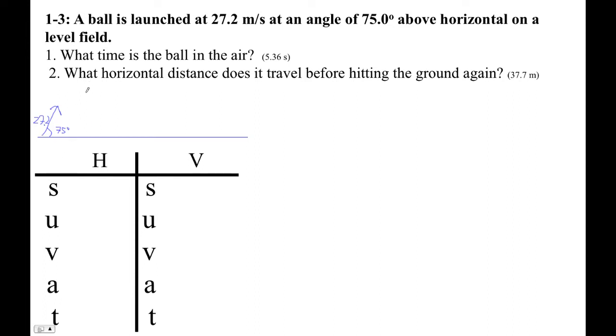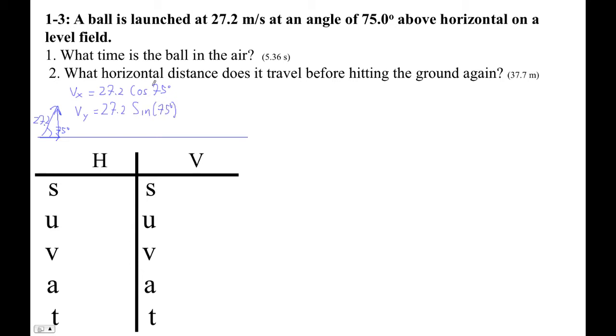The first thing we're going to do is figure out the x and y components of this thing. There's the x, there's our y component. And of course, these are always trig angles, so it's easy. Our x component, our vx, is just 27.2 cos of 75. And the velocity in the y direction is 27.2 sine of 75.